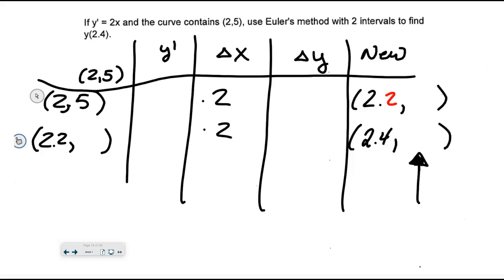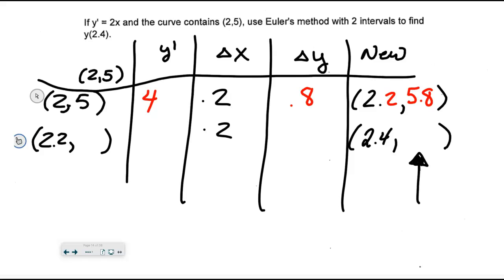Go ahead and help me with my missing pieces. What's my first slope, or my first tightrope, going to be set at? 4. Okay? But then I'm going to move over. I'm going to move up. How far up? 0.8. 4 times 2 is 8. There's 1 decimal place. 0.8. I will get to 2.2, comma, 5.8.